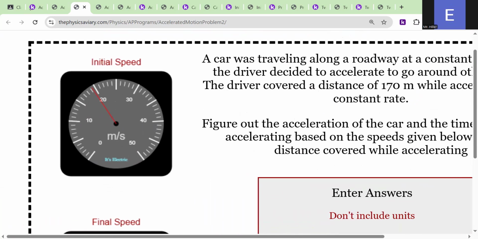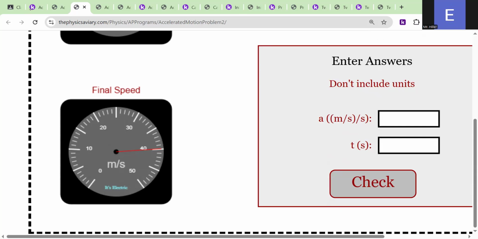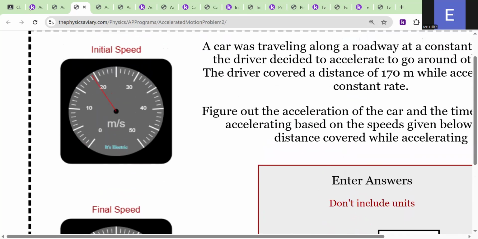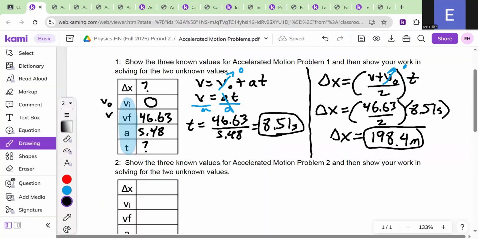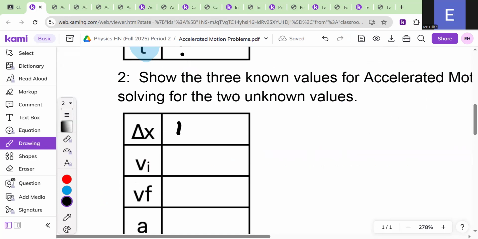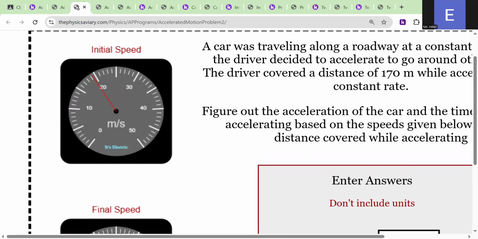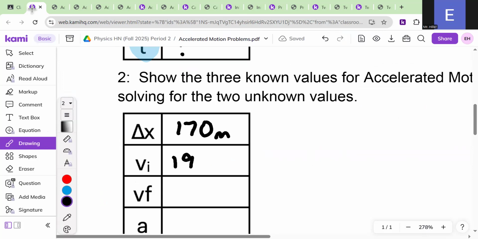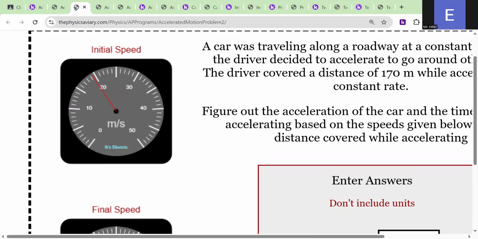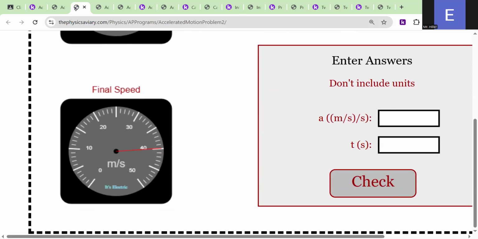Now, what you'll need is the speedometer over to the left for initial speed and for final speed. That's V and V naught. Okay. So let's list our information. For me, in question number two, my displacement is 170. My initial speed looks to be about 19 and a half. My final speed looks to be almost 40. Gosh, I'm going to go maybe 39.9.